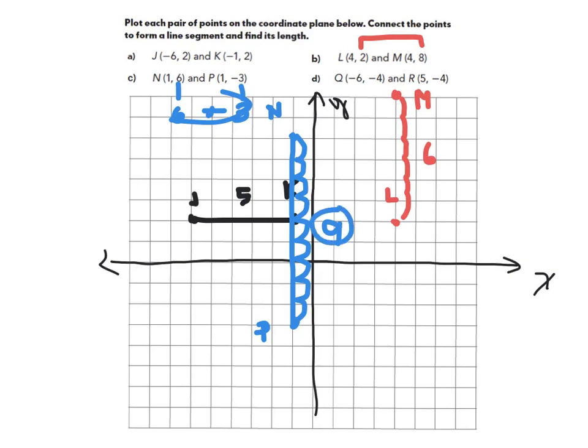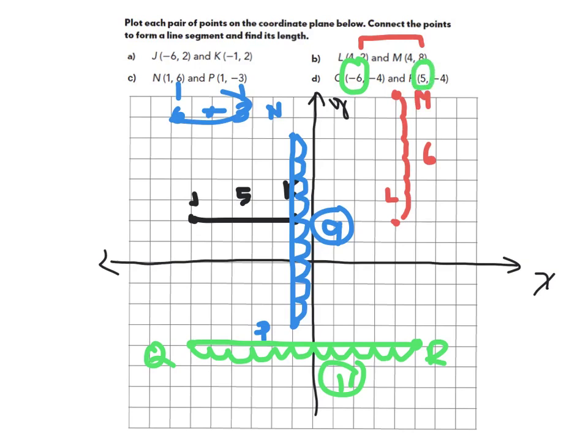If I look at letter Q at -6, -4, and another point at 5, -4, this is a pretty long distance as well. So I can find the distance between Q and R. 1, 2, 3, 4, 5, 6, 7, 8, 9, 10, 11, a distance of 11. But I also know if I look at these distances, -6 is 6 away from the axis and 5 is 5 away. So they combine to be 11 away. So there's various ways to do it. You can just count, or you can use the math as well.